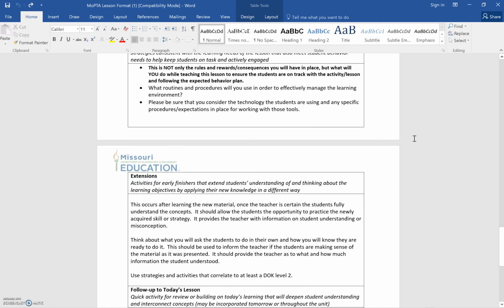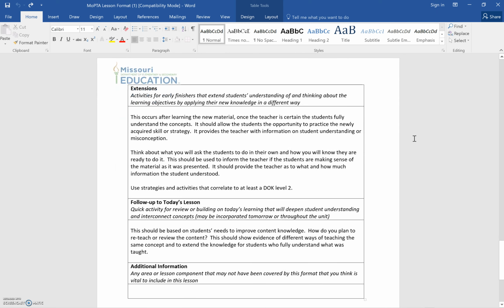The extension section. So this is how are we going to extend the information that they've learned into something else? And a lot of times this is how are they going to take the information that they've learned and use it differently? So if today we've learned how to add 2-digit numbers, are we tomorrow going to read some word problems that have us adding 2-digit numbers? How are we going to extend their learning of that concept?